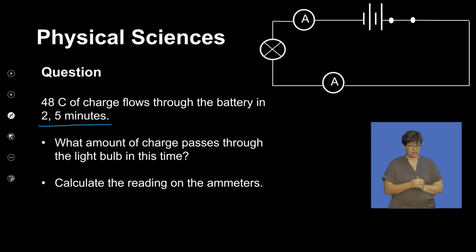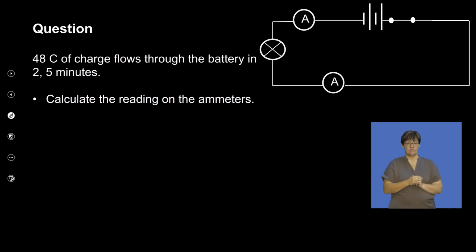Okay, what do we know? We want the amount of charge here. We know that current is equal to charge over time, okay? So what are we given here? We are given the amount of charge, okay, and the time. Now we want to calculate the ammeter reading, right? So the ammeter reading is the current. It will give us the indication of current, okay?